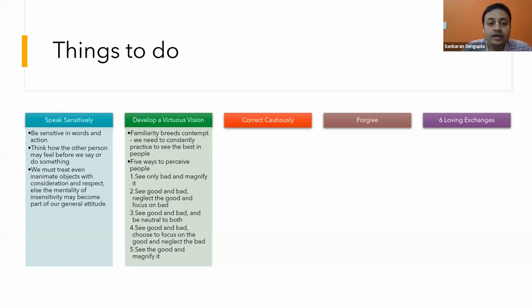So in this regard, there are 5 ways that we can perceive people. And the 5 ways, step by step, are these. The first one is we can choose to see only bad and magnify it. Now, my dear friends, I remember a very strong analogy that my spiritual master, Srila Radhanath Swami Maharaj, gives.